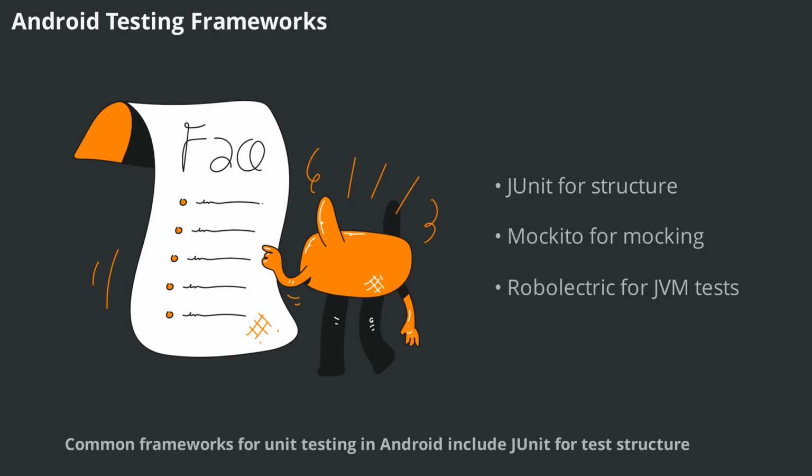Common frameworks for unit testing in Android include JUnit for test structure, Mockito for mocking dependencies, Robolectric for JVM-based Android tests, and Espresso for UI testing. These frameworks integrate with Gradle, streamlining the testing process and supporting reliable test automation.